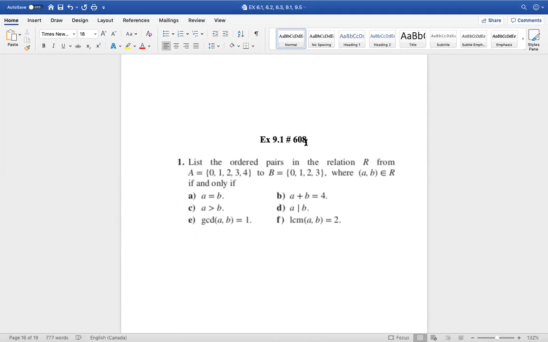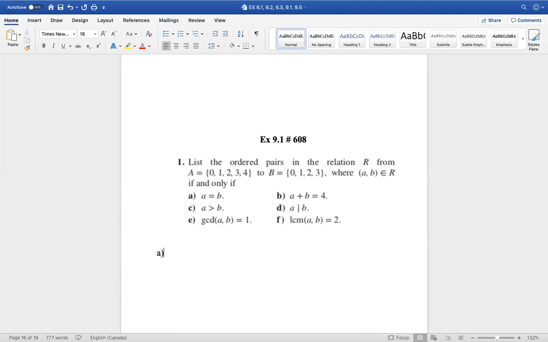In this exercise, we take the first question and we have to list the ordered pairs in the relation R from A to B, where a, b belong to real numbers if and only if a equals b. Now, if a equals b, then we have to list down the ordered pairs.